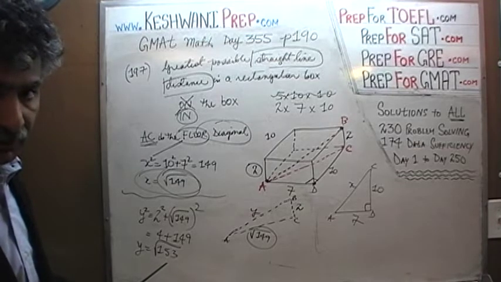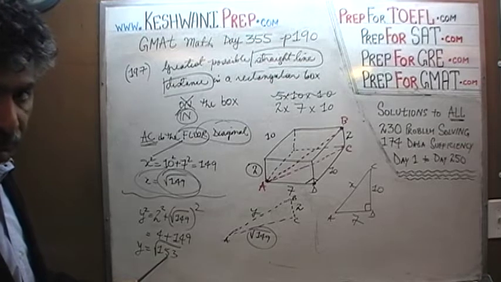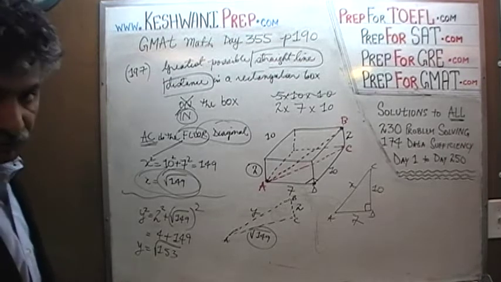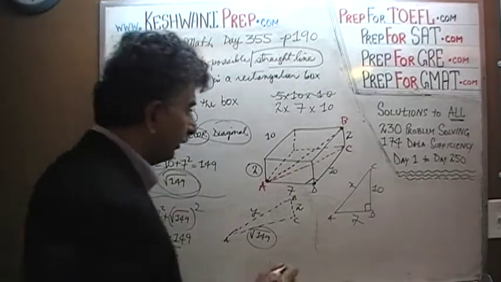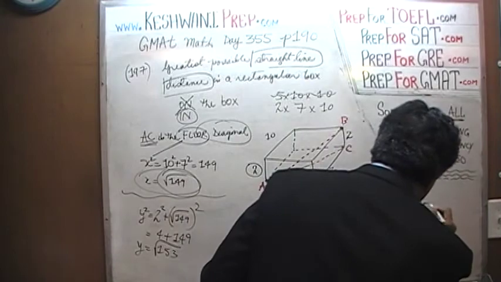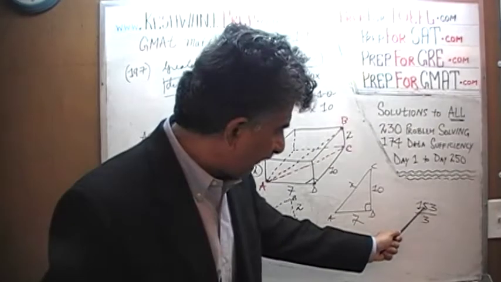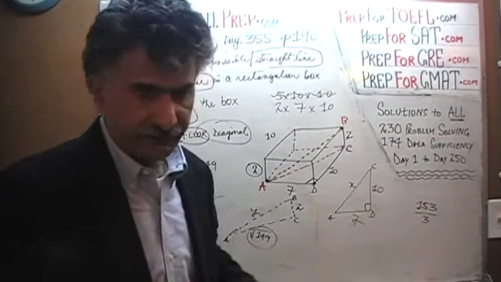You should notice right away that 1 plus 5 is 6, which is divisible by 3. The sum of these digits is divisible by 3, so 153 is divisible by 3. Let's see what happens. We're going to divide it, because 1 plus 5 plus 3 is 9, and 9 is divisible by 3.